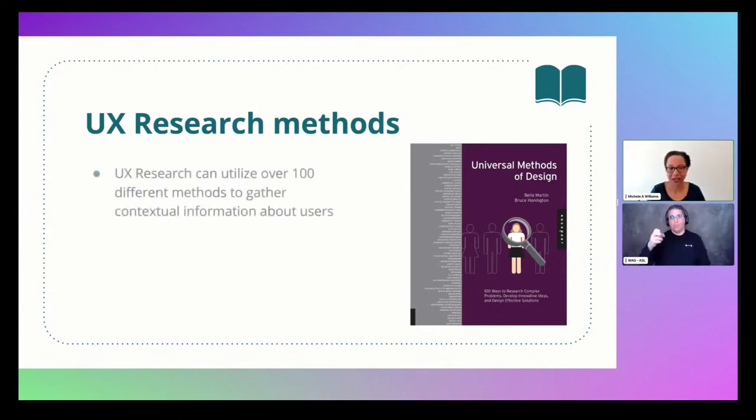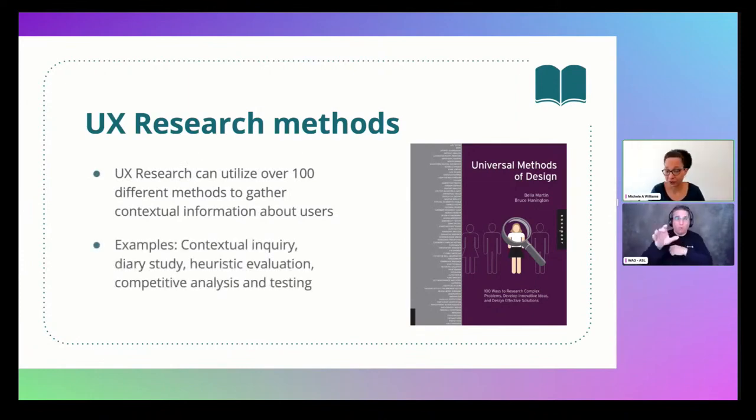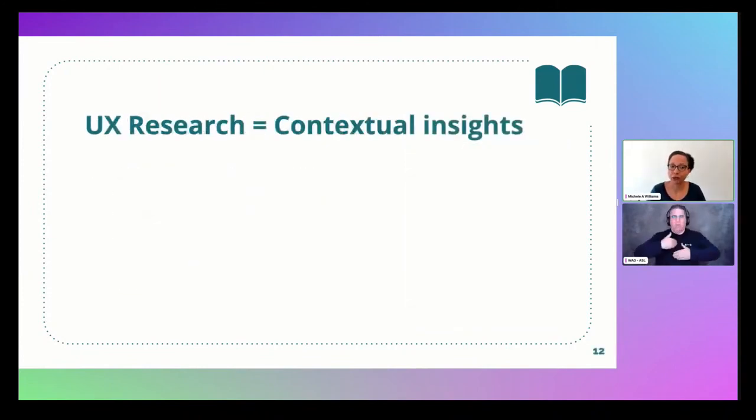ways to research. And so if there are over 100 different methods to gather contextual information about users, we should definitely be exploring those. As mentioned, they include contextual inquiry. There's one that I love called a diary study, where you get people to reflect on certain prompts in their day using a diary. Heuristic evaluations, particularly of not only the product you're making, but you can do that of other similar products, and similarly competitive analysis and testing. So again, there are a lot of ways to gather information that can feed back into what you're going to design. So really what UX research is, is contextual insights.